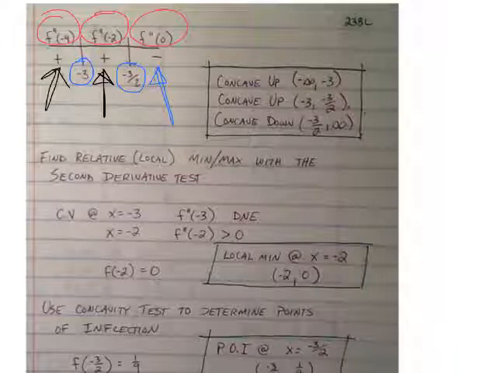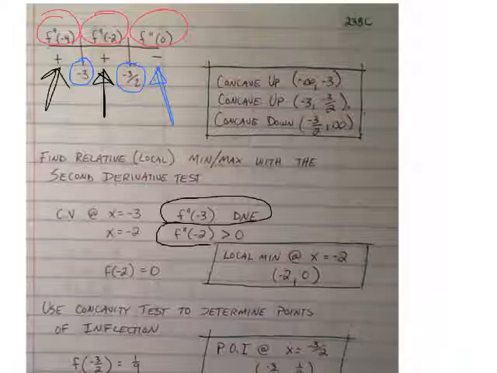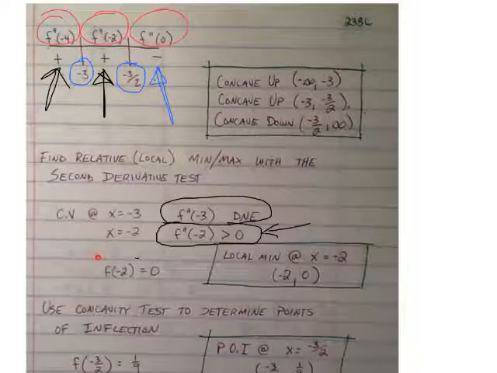And then I can combine this with my second derivative test and look at the critical values. F double prime of -3 does not exist. F double prime of -2 is positive. So we know that we have a local minimum at x equals -2. And if I evaluated the function further, I would see that the local minimum is (-2, 0), which actually is our intercept as well.